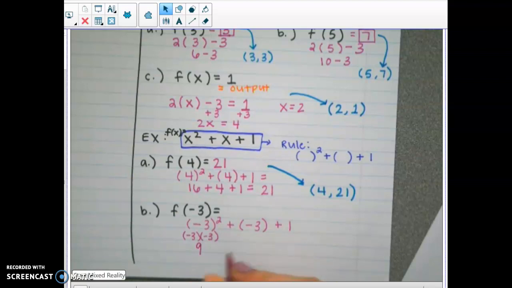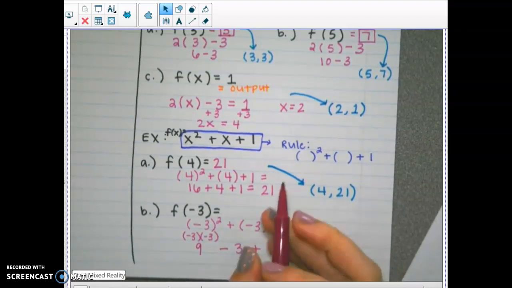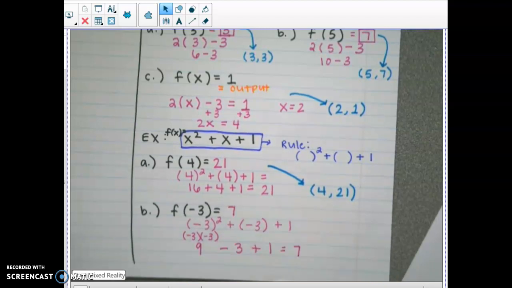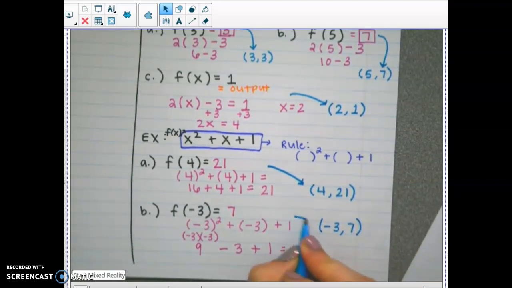So plus a negative, that's just the same as minus. So 9 minus 3 plus 1. 9 minus 3 is 6. 6 plus 1 is... oh, what am I doing? 6 plus 1 is 7. I was still looking at the minus sign. All right, so that means this point, -3, 7, would be on my graph. So I could start to see what that function looks like on a graph.